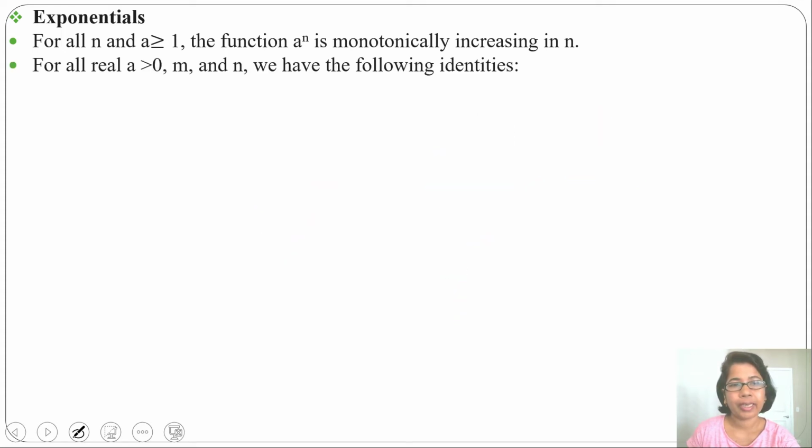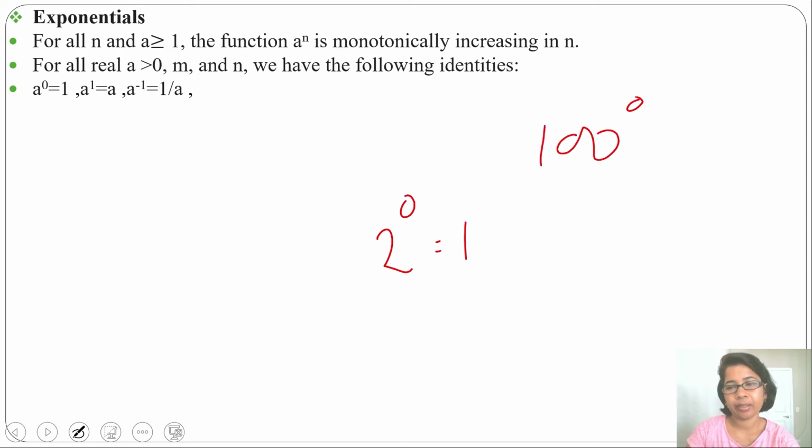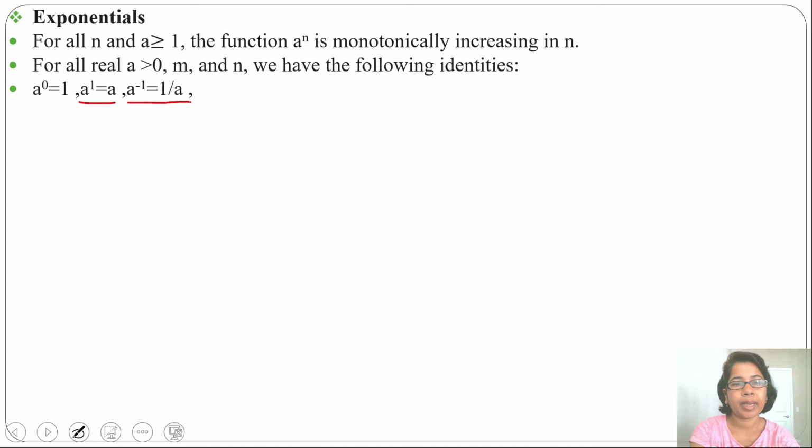For all real a greater than 0, m and n, we have the following identities. a^0 equals 1. Any number to the power 0 will be 1. 2^0 will be 1. Suppose 100^0, that will be 1. Next, a^1 equals a. a^-1 equals 1 by a. Suppose 2^-1, it will be 1 by 2.